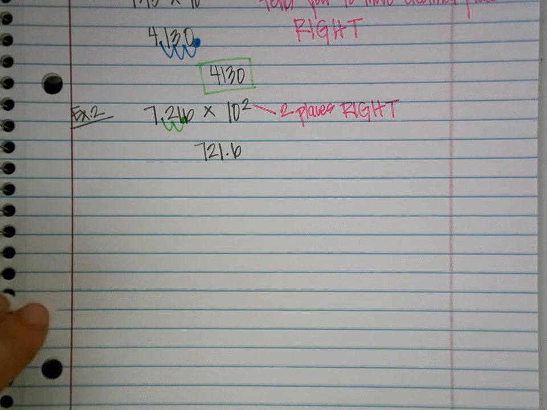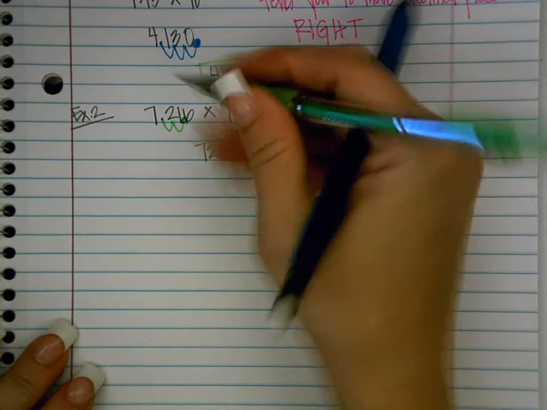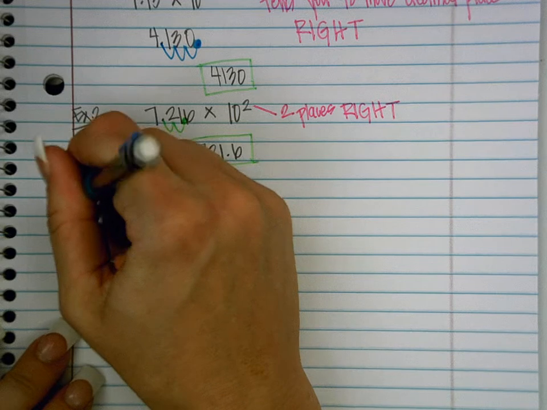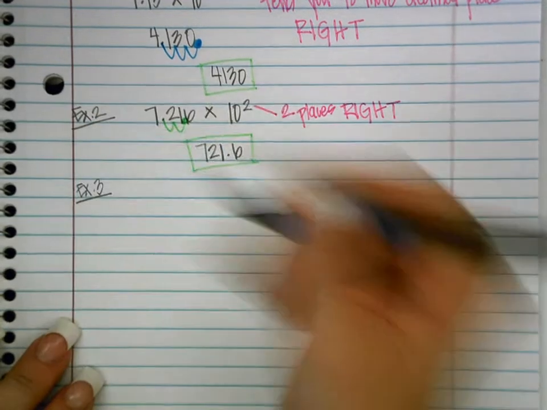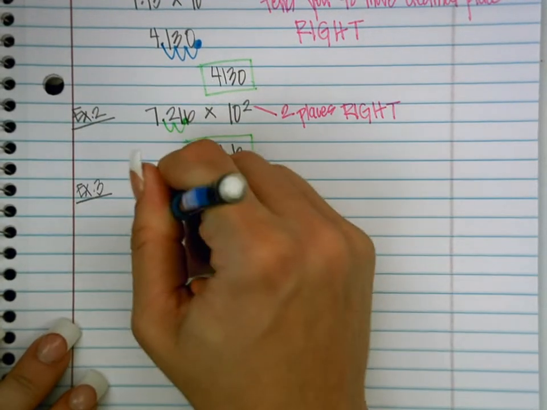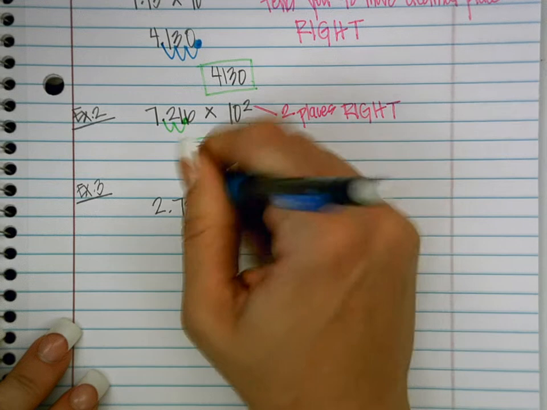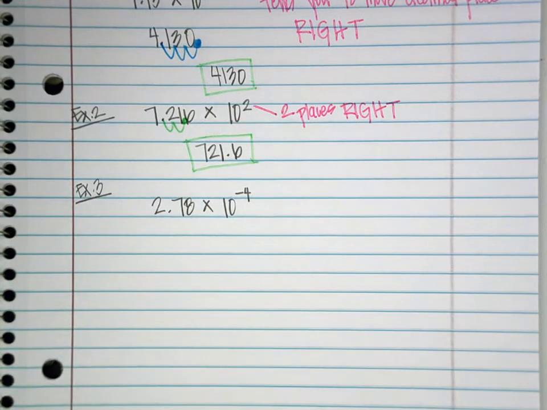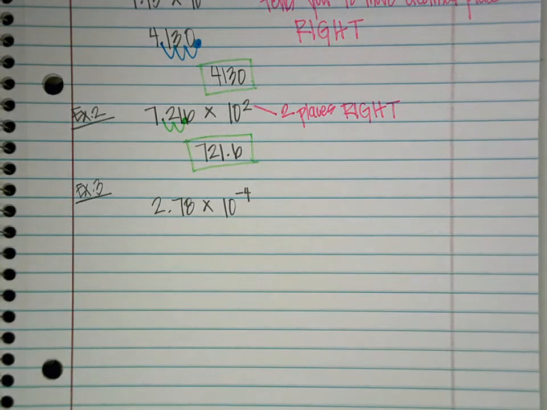Okay, I'm going to try to make this as simple as possible. So you're just moving the decimal place. Okay, now let's try another one. Number 3, now I'd like you to move 2.78 times 10 to the negative 4.